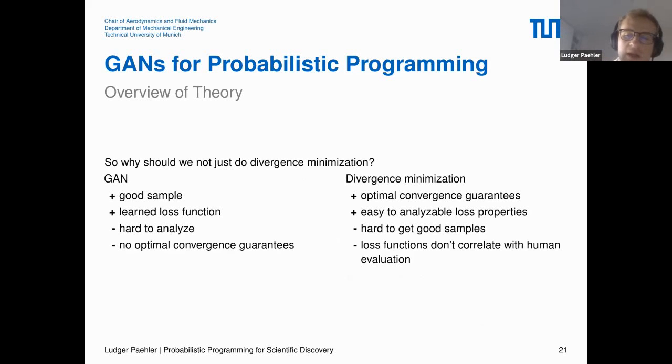So summarizing the whole GAN part up to this point. A GAN provides really good samples when it's properly trained and has enough data. It has a good learned loss function, but it can be very hard to analyze, and convergence is not guaranteed. They can be really hard to train, and you might need a lot of hyperparameter tuning. Divergence minimization does give you optimal convergence guarantees, and it's easy to analyze, but then again, it's very hard to get good samples. And if you evaluate it in a human fashion, you would most often end up with different results, which is not great.